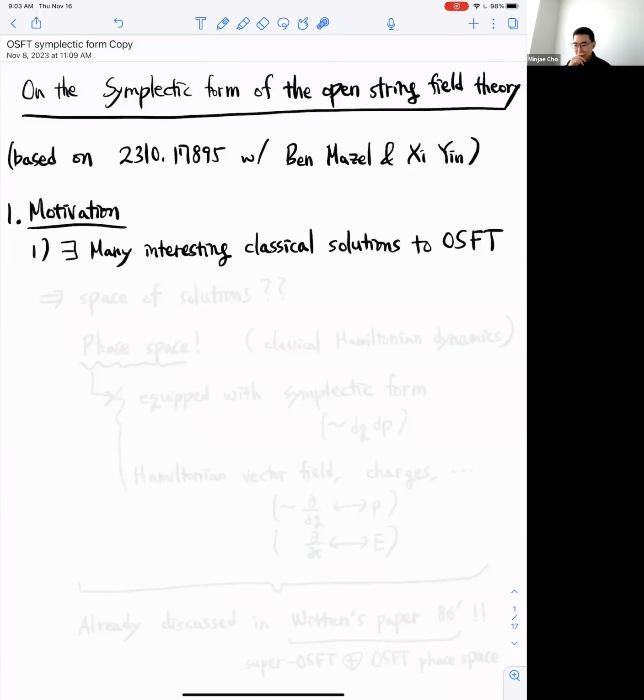Thank you, Harold. I wish to first start by thanking the organizers for giving me the opportunity to speak here, in particular towards this community of string field theorists. So today I'm going to tell you about the symplectic form of the open string field theory. This is based on my recent work with an excellent graduate student at Harvard, Ben Mazel, and also Sheehan. You can find the complete details in our preprint on the arXiv.